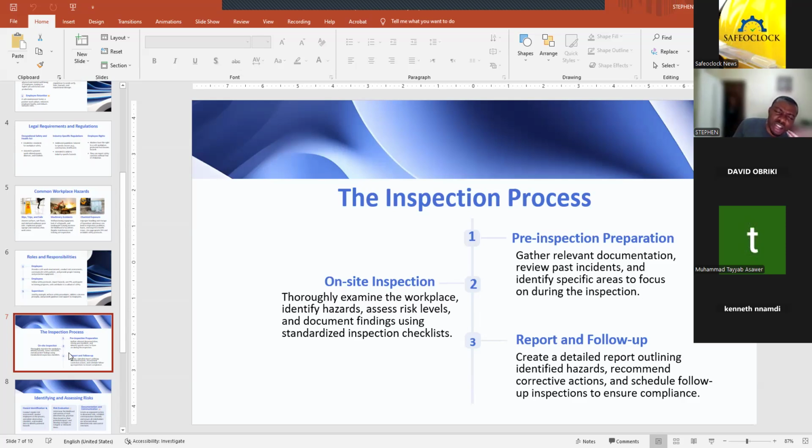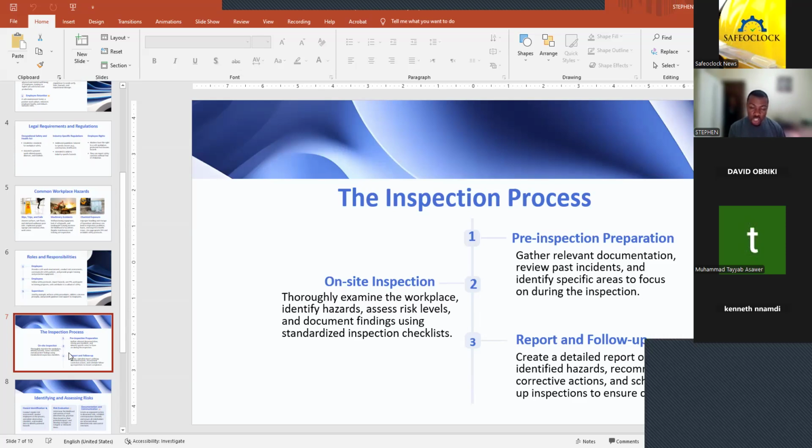It will involve a thorough examination of the workplace, whereby hazards will be identified, risks will be assessed, and you need to determine the level of risk in respect to the hazards that have been observed. And such findings need to be documented using a standardized checklist. You don't just go to the site and start inspecting.